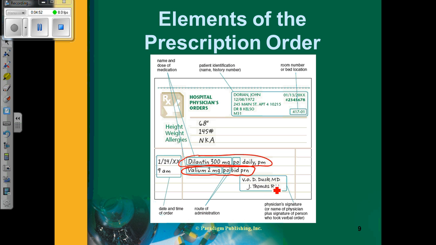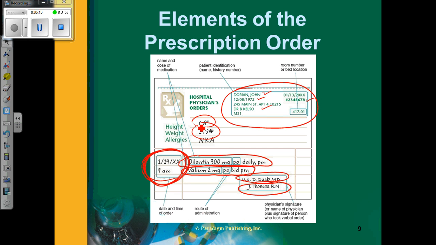You have, of course, the doctor's name and the name of the nurse in charge. The date and time are on here for when it was written. Then we have the patient information up here: the patient's name, date of birth, address, and number, so we have everything. They also have their height and weight and their known allergies. So you can see a little bit of the difference between the hospital prescription order and the community pharmacy prescription order.